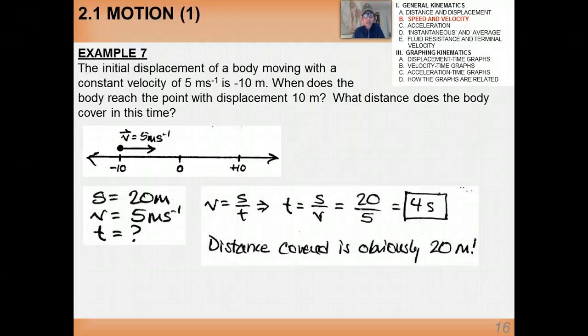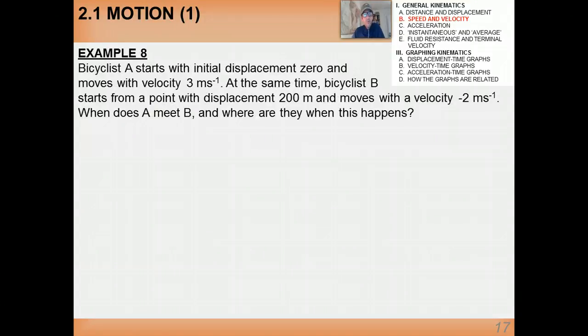Well, it's really not a very complicated question. I'm thinking of a 5-step process again. So here's my distance, 20 meters, velocity is 5, t. I get 4 seconds, and obviously the distance covered is 20 meters. It's a very simple application of the ideas we've been talking about. It's going to get more complicated, like with this one. Try this one. Really pause the video and really try to do this one before you look at my solution.